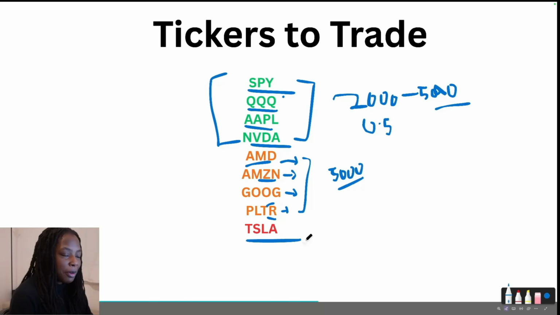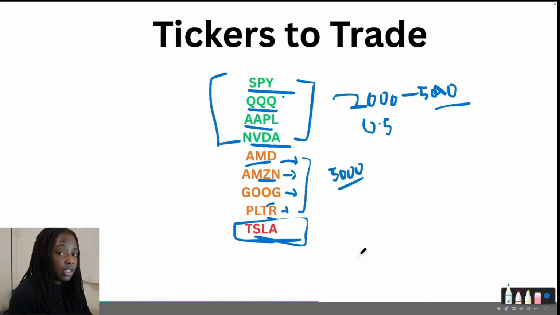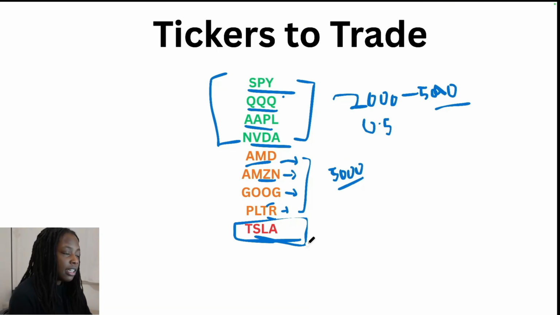But there's a way around it, and I will make a separate video on how you could trade Tesla if you have a small account, just by gauging the option chain and taking advantage of the delta itself. I'll try and make that in a separate video. But if you're just starting out and you have a balance that is less than 5,000, do not touch Tesla.